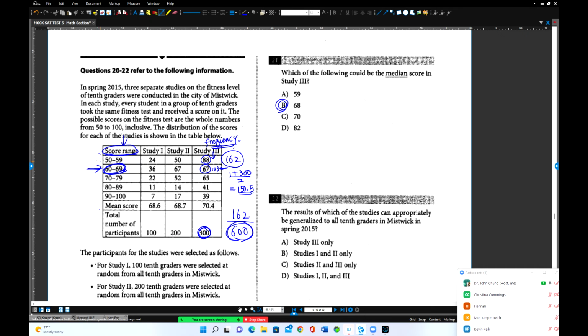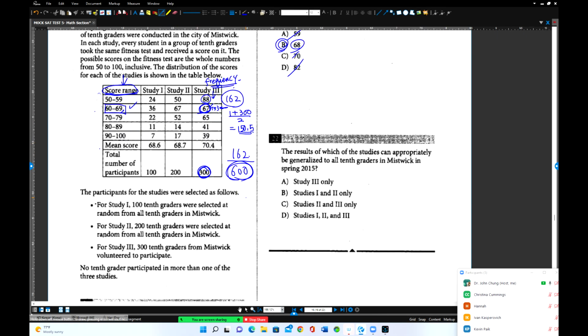Okay? So first we have to find who is in the middle. The middle guy must belong over here. All these guys have a score range of 60 to 69. They're asking you to find the median score, not people, okay? That is what they're asking. Any possible number between 60 and 69. Only this number belongs over here. 68 is the median score, okay? That is number 21. Number 22.